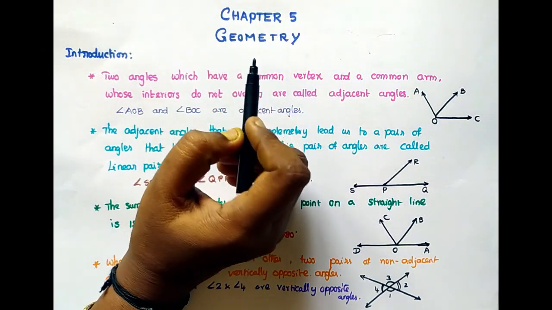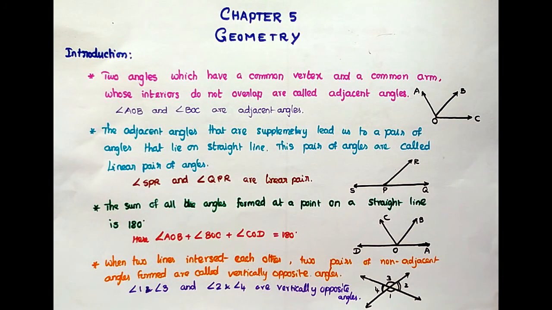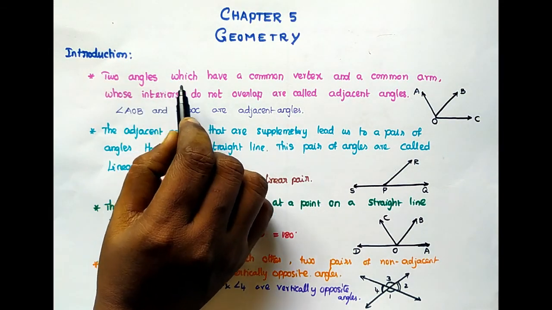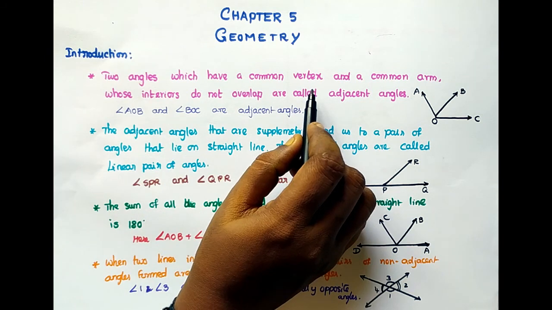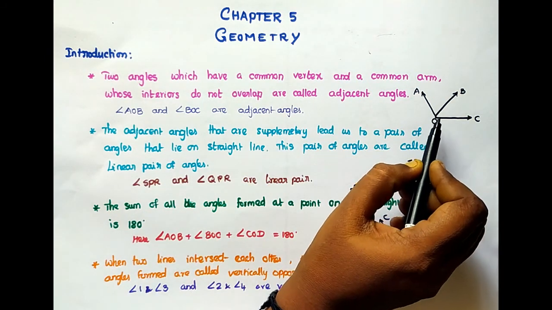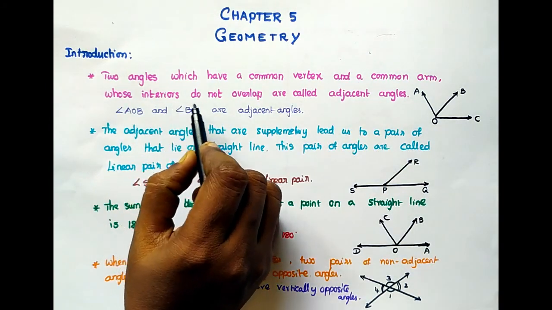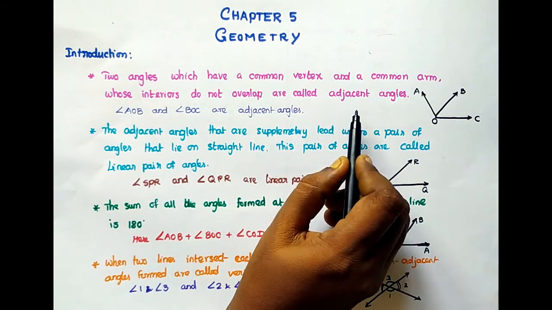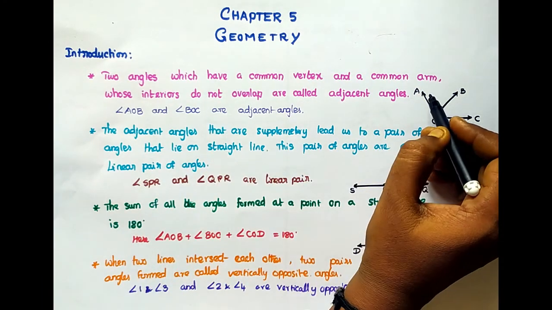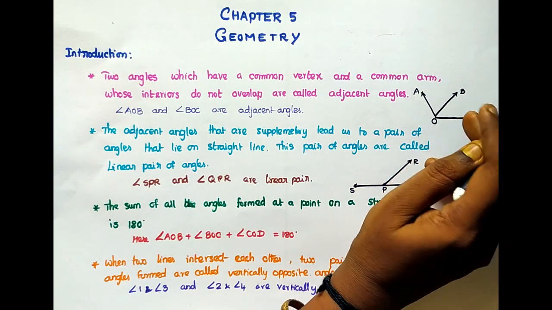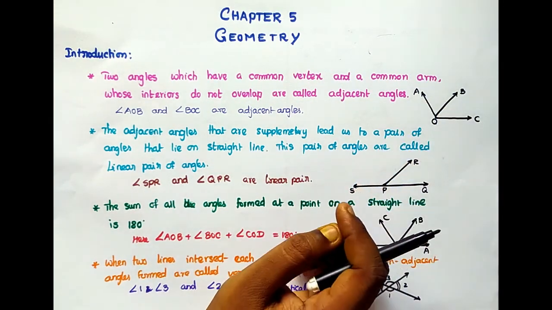Look at this chapter 5, geometry. Here we discuss adjacent angles, linear pair of angles and vertically opposite angles. First one, adjacent angles. Two angles which have a common vertex and a common arm whose interiors do not overlap are called adjacent angles. Listen here, angle AOB and angle BOC are two adjacent angles.